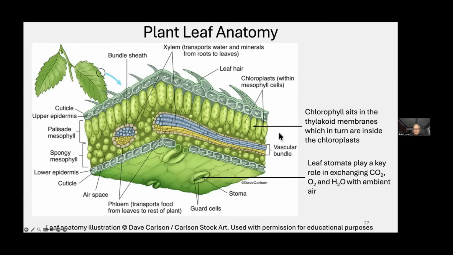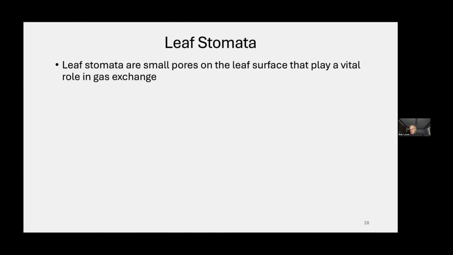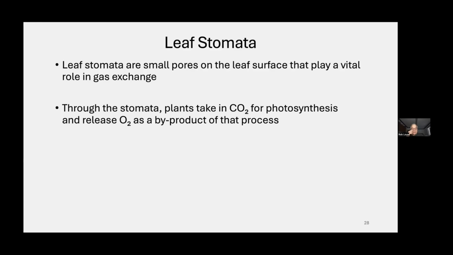So next in this presentation, I'll come back to this later and look at it in a bit more detail. But let's first start with the important basic element of a leaf. And those are the leaf stomata. They're small pores on the leaf surface that play a vital role in gas exchange. Through the stomata, plants take in CO2 for photosynthesis and release oxygen as a byproduct of that process.